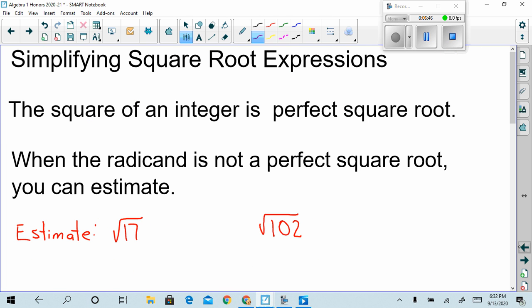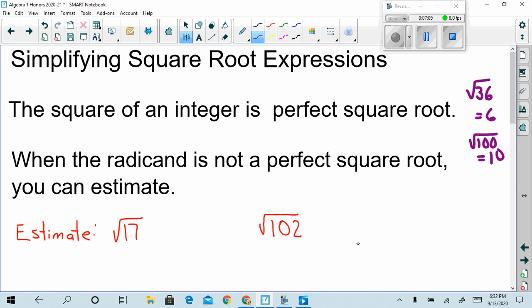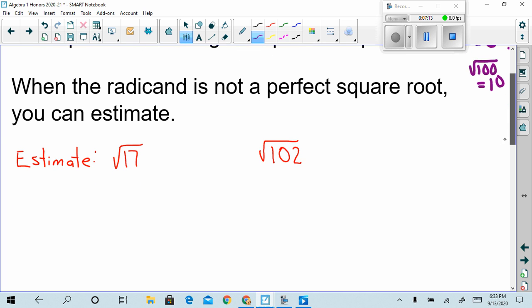Now, the second part of our lesson after classifying is to talk about square root expressions. Now, the square root of an integer can be a perfect square root. I could have the square root of 36, that's going to be 6. I have the square root of 100, it's equal to 10. But when the radicand, which is the number underneath, is not a perfect square, we have two options, and one is just to simplify.